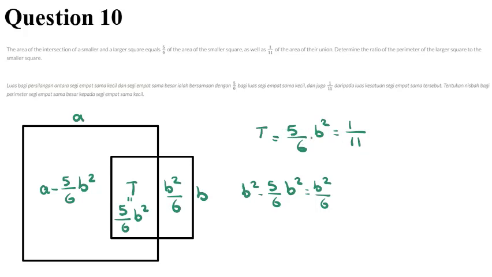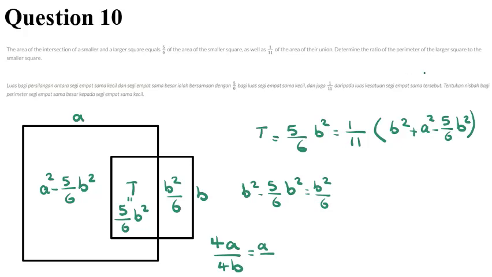And then it says 5 over 6 B squared is 1 over 11 of the area of their union. Their union will be what? Here it's B squared plus a minus 5 over 6. Oh, sorry, it's A squared, because the area is A squared minus 5 over 6 B squared. And the problem says determine the ratio of the perimeter of the larger square. The perimeter of the larger square is 4A, four sides each of length A, over the smaller square, so the ratio is A over B, where larger is A.